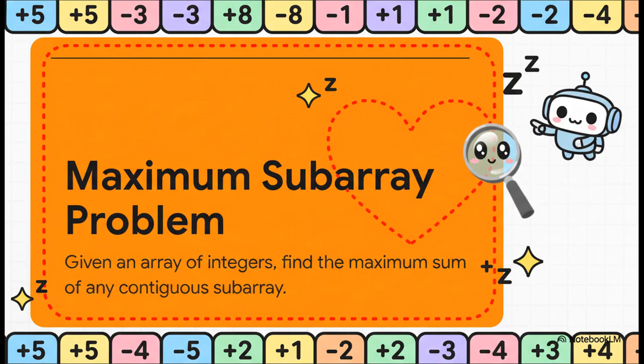Turns out this stock market puzzle has an official name in the world of computer science. It's called the maximum subarray problem. You're given an array of numbers, and your mission is to find that one continuous slice, that subarray, that adds up to the biggest possible number. It's a really fundamental problem, and how you solve it says a lot about how you think.